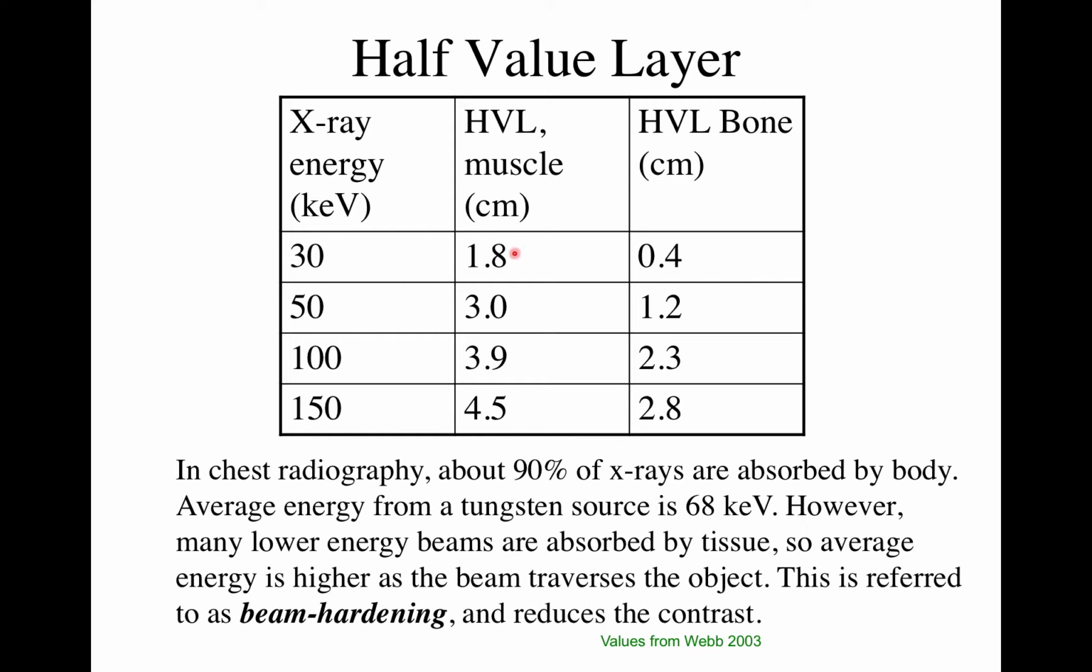It takes 1.8 centimeters of muscle to reduce the photons by 50% if they're 30 keV photons, versus 150 keV photons, it takes 4.5 centimeters of muscle to reduce it by 50%. So there's an issue here, right? And that is, we know that coming out of our X-ray source, out of our tube, we have a whole spectrum of X-rays. And so how are we going to cope with that?